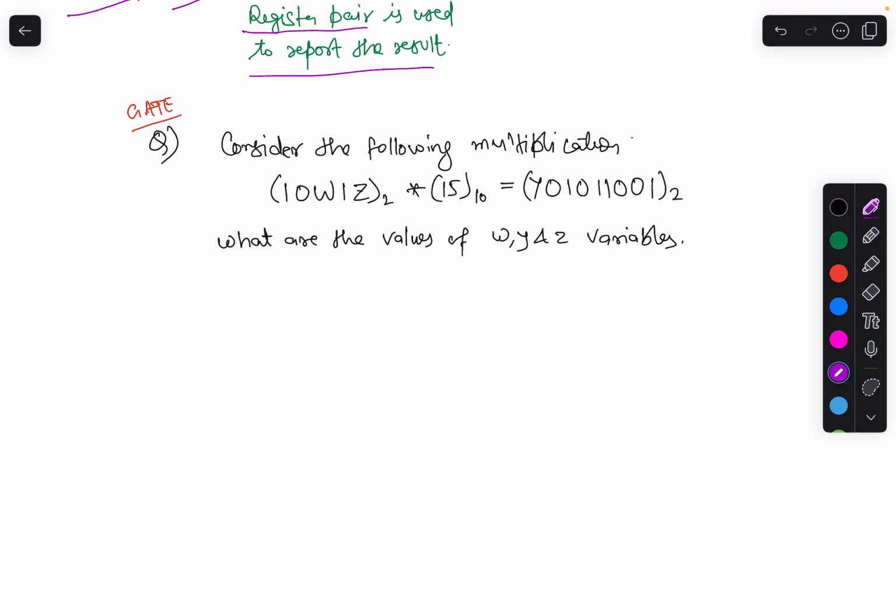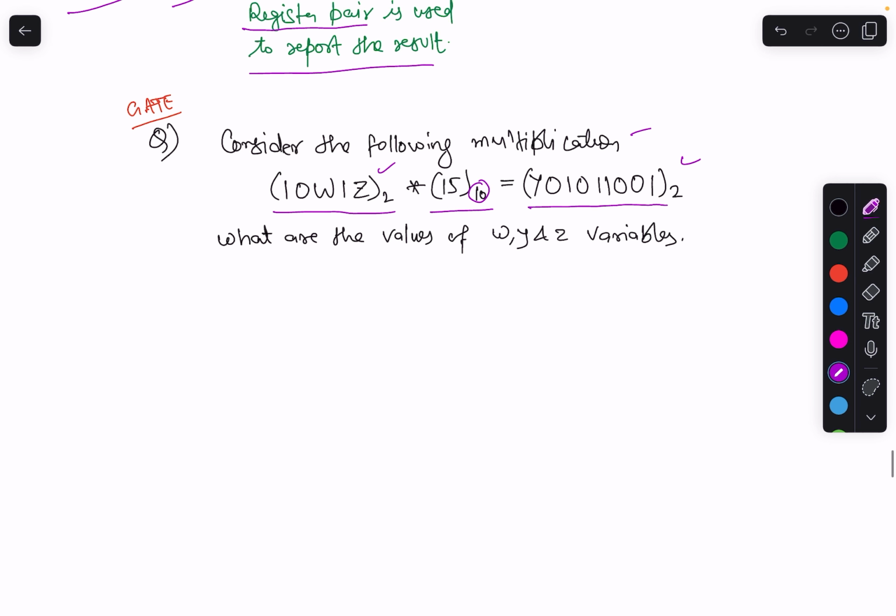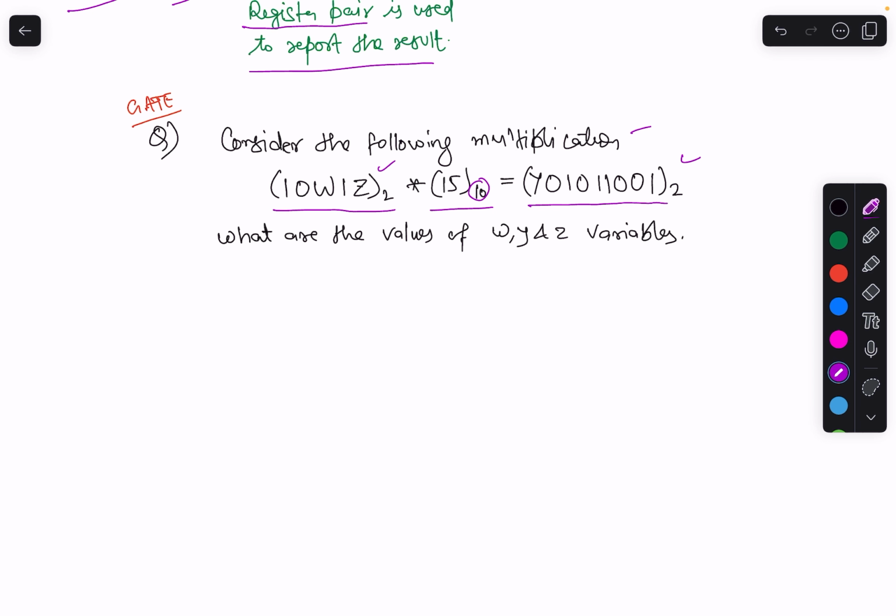Now we will solve this GATE question. Consider the following multiplication: 10w1z into 15 is equal to y010110001. We can see these two numbers are in binary because the base is 2, but this 15 is in decimal because the base is 10. And what we need to find is the values of x, y, z, that is, this w, z, and this y.